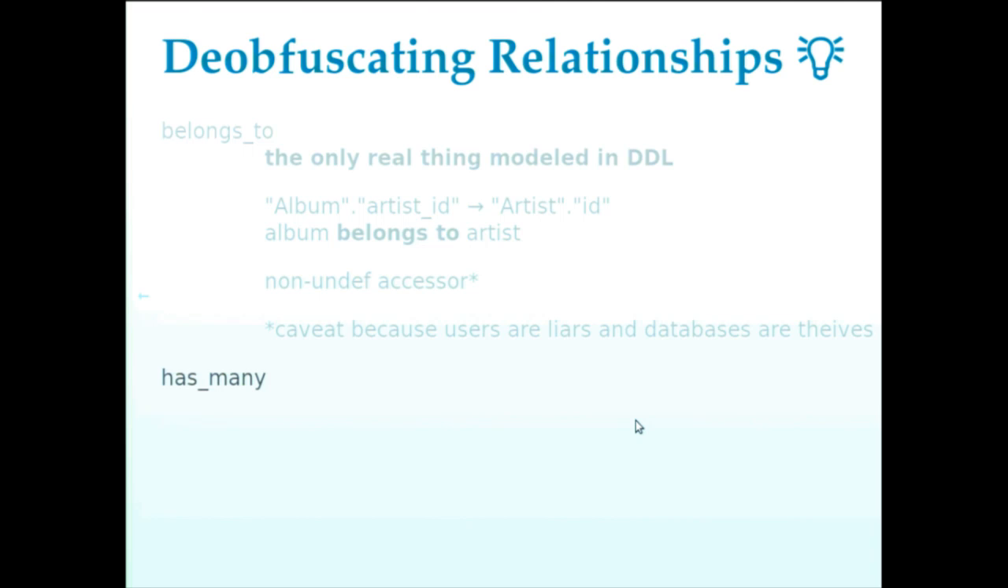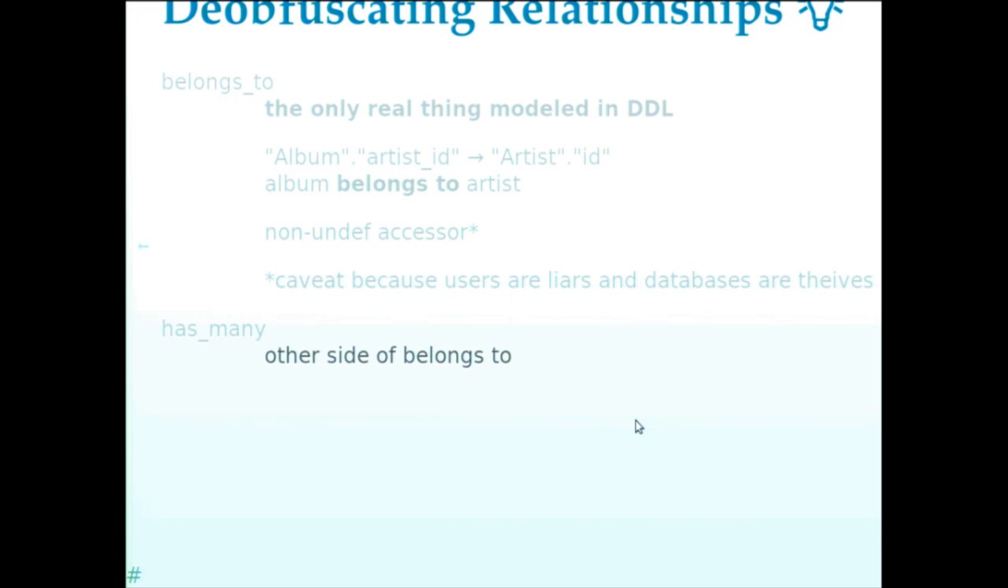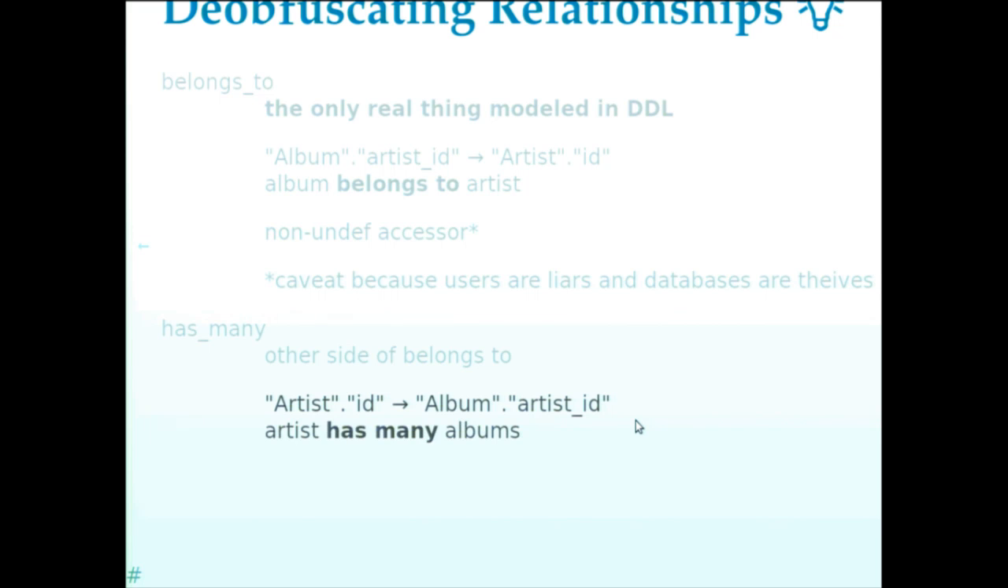Now, has many is the other side of the belongs to. So the artist ID points to the album.artist ID. Obviously, all of you being SQL experts know that you can do that. So the artist has many albums. And that is an accessor that gives you a result set, which we'll go into more depth on later.